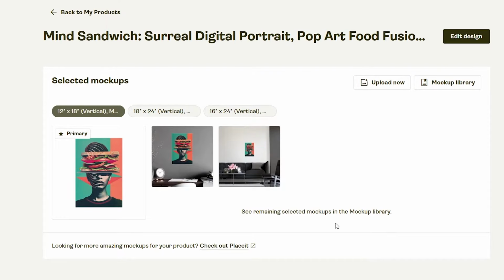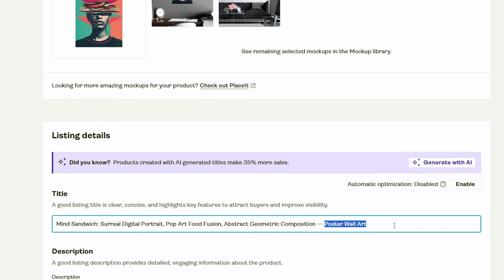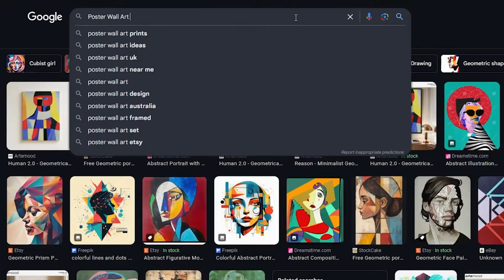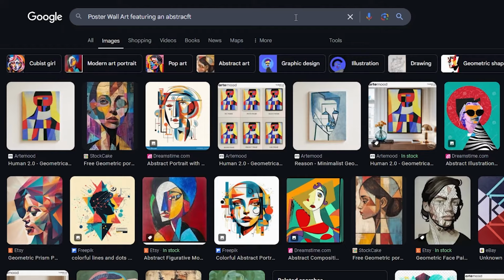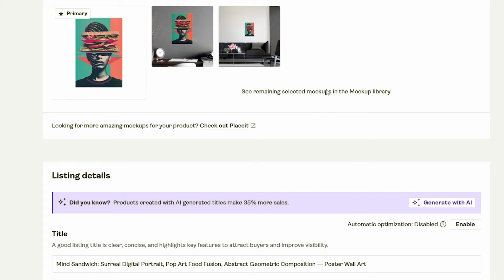So if the product that you're selling is a wall poster, don't be shy about it, include that in the title up here. So that when a person searches the internet for poster wall art featuring an abstract geometric portrait, including food, they're going to scroll down, look at the search results. You really just maximize the ability of your products to show up in the search engines.